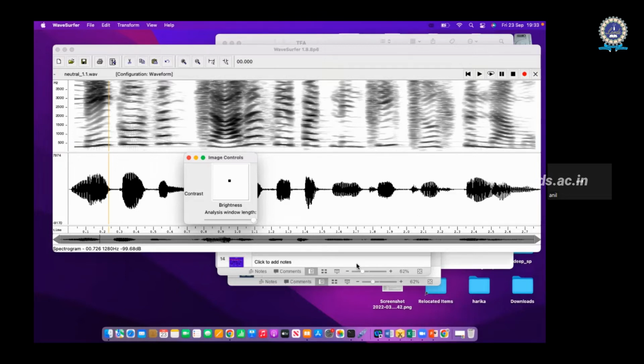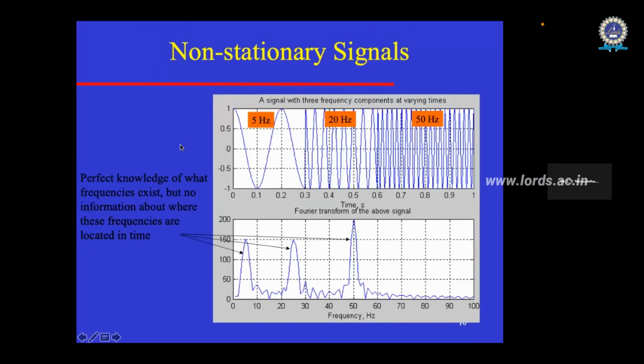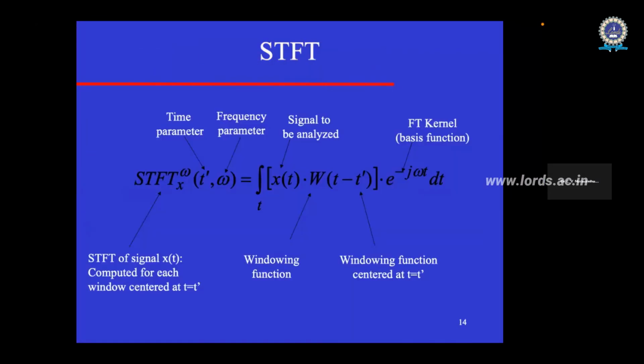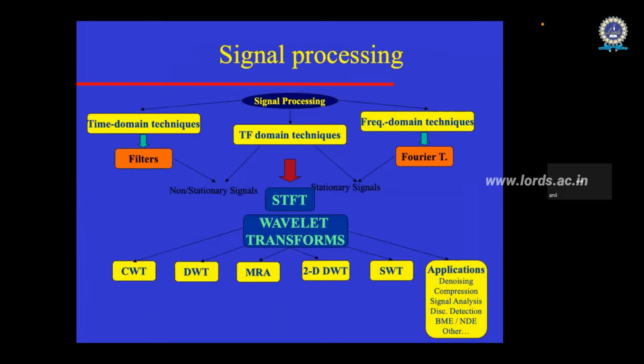That's why, if you see in this diagram, there are so many transforms. You have signal processing, time domain, frequency domain, fine. Time-frequency domain techniques. We have STFT, fine. Next, the main thing is the wavelet transform. Similarly, we have something called the Wigner-Ville distribution. We also have something called the S transform. So there are a lot of transforms.